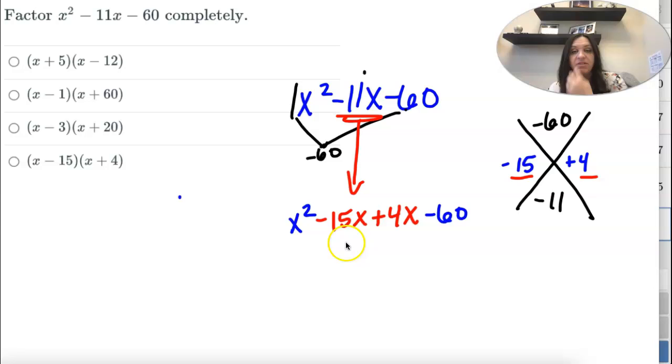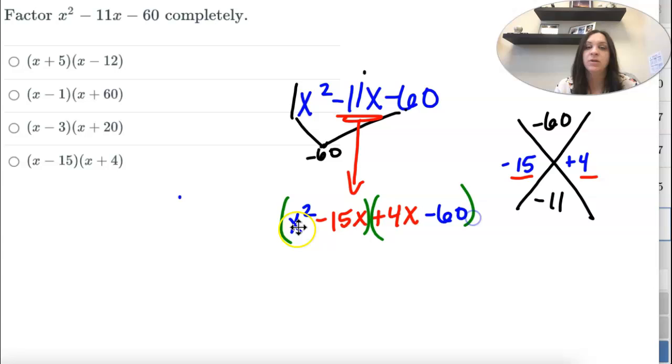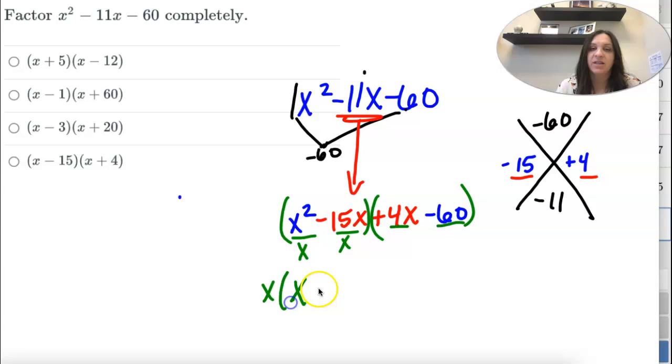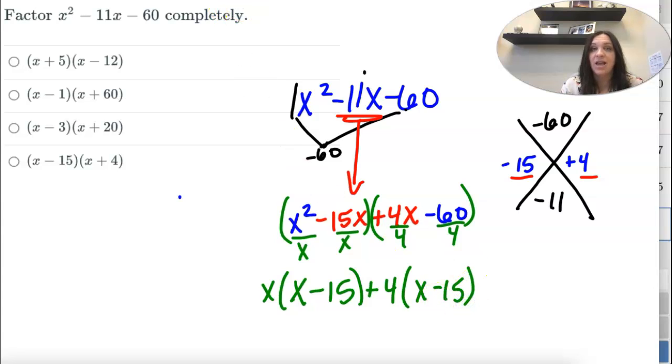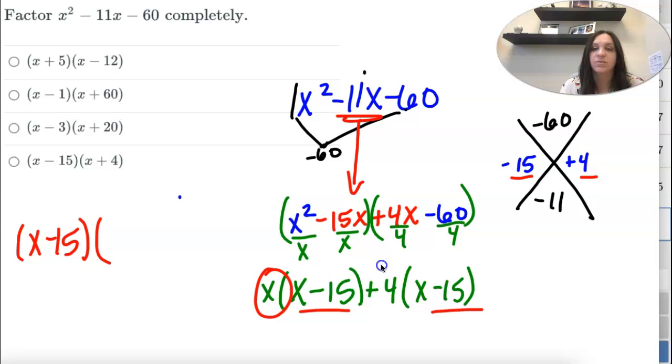Okay, so all I did was rewrite the middle. Now we're going to group. Group the first two, group the second two. What do they have in common? So on our first one, the only thing they have in common is x. So if we take out an x, we have x minus 15. Our second two, these both divide by 4. So I'm going to take out a positive 4. And then I'm left with x minus 15. Yay, we did it right because these are the same. So x minus 15 is a factor, and the other factor is what we took out.